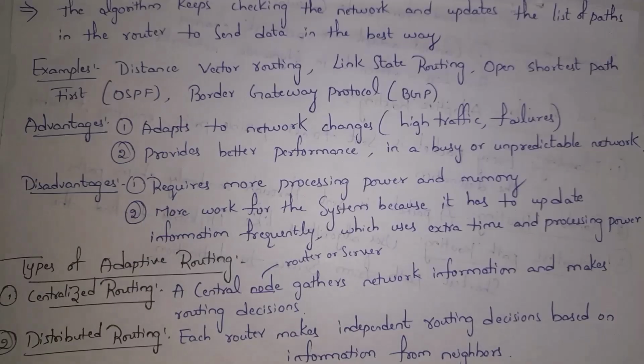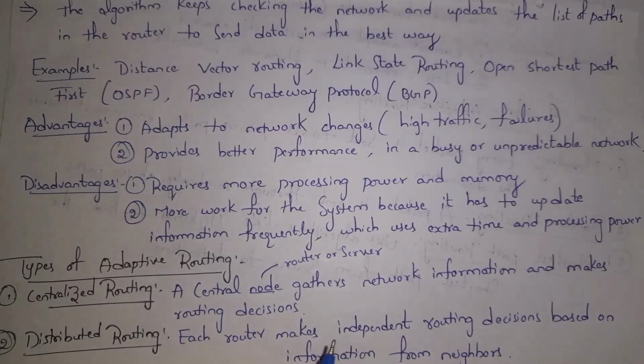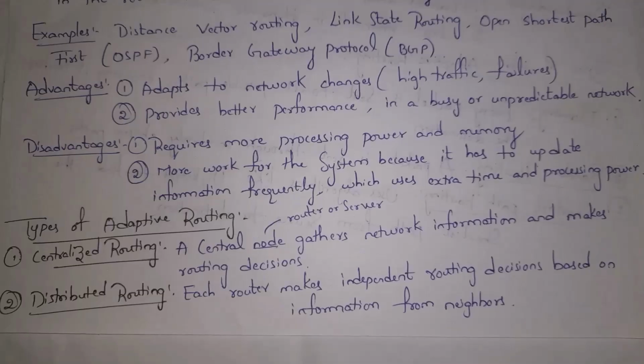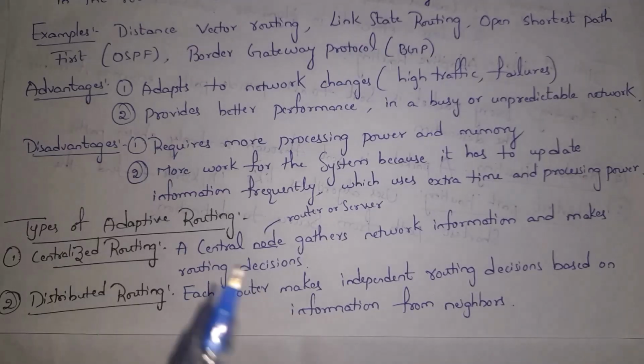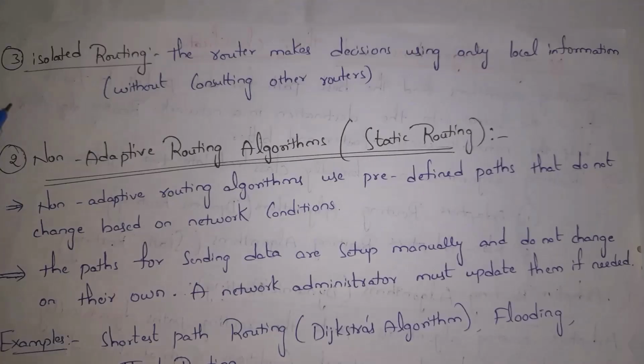There are three types of adaptive routing, and the first one is centralized routing. Guys, in centralized routing, there will be a central node. The central node can be either a router or a server. Only the central router gathers network information and then makes routing decisions. And the second one is distributed routing. Guys, in distributed routing, each and every router contains information about other routers, and each and every router makes decisions independently. And the third one is isolated routing.